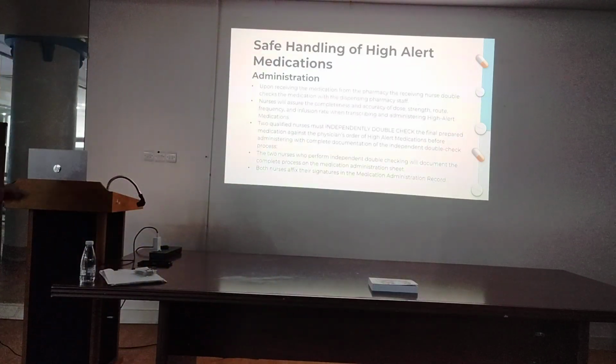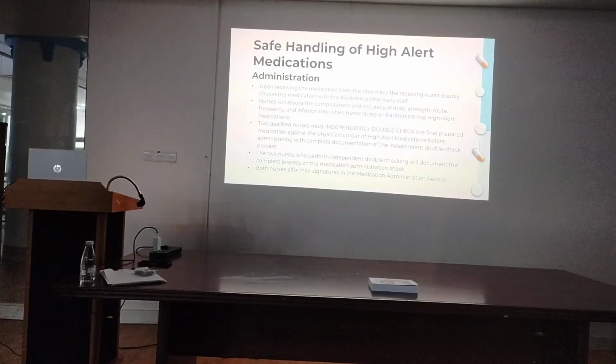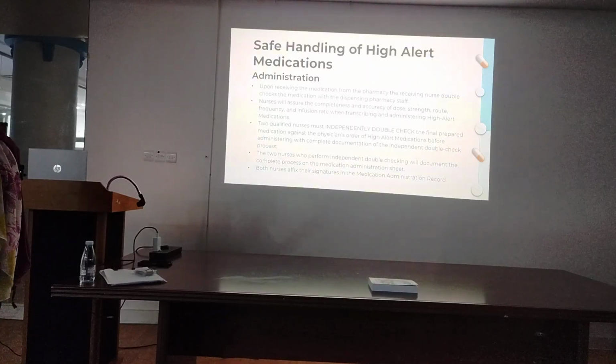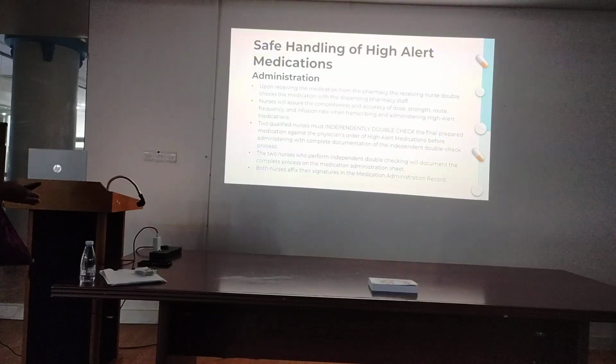So for administration, you receive the medicine from the pharmacy, and now you're going to administer it to the patient. Before administration, when you receive it from us, you need to double check the name, the concentration, and the medication. Then you go to your station and double check what you received against the doctor's order. For example, insulin, Novomix 20 international units BRD. You receive that, it says that on the label, everything is okay. You go back to your station and double check it against the doctor's order.